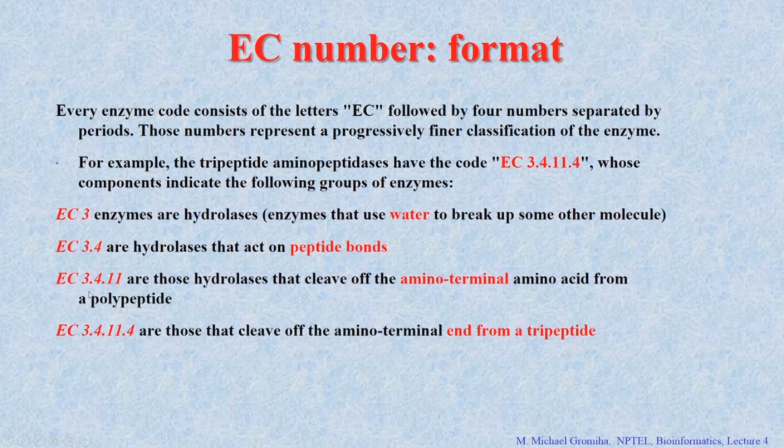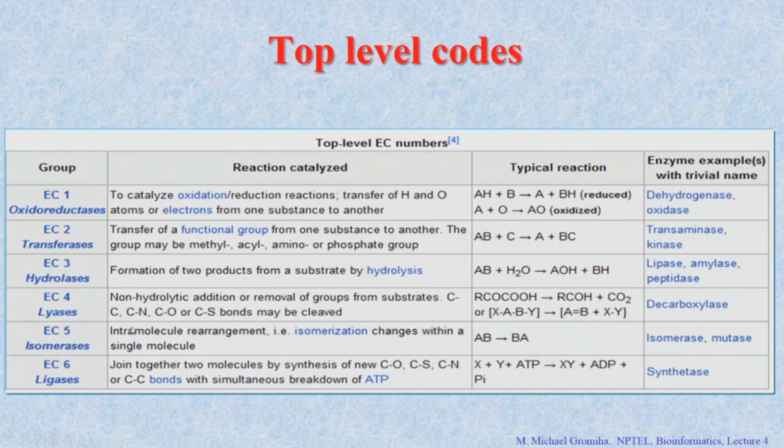So, 3 is the hydrolase, 4 is acting on peptide bonds, and 11 gives the cleavage of the amino terminal of the amino acid, right. And the last classification here, 3.4.11.4, these are hydrolases acting on peptide bonds, at the N terminal, the amino terminal end of this tripeptide. So, we give the number, right, and then you can easily see the type of this specific enzyme.